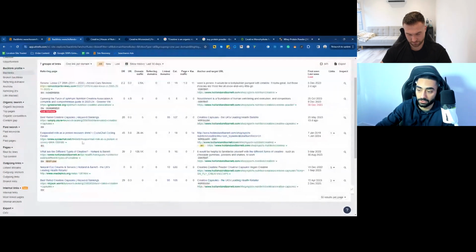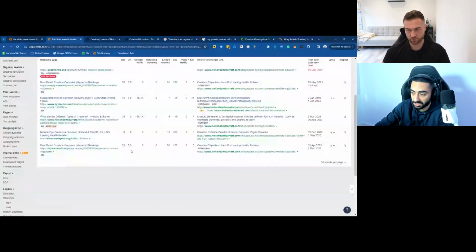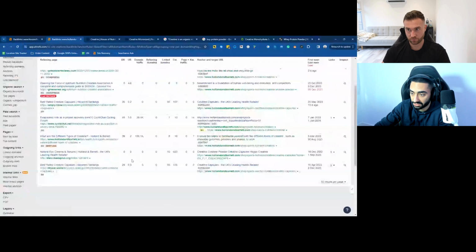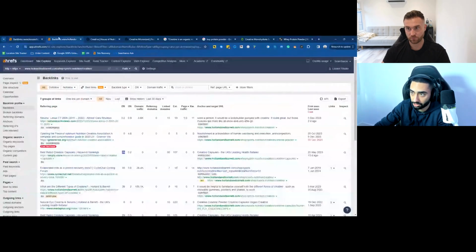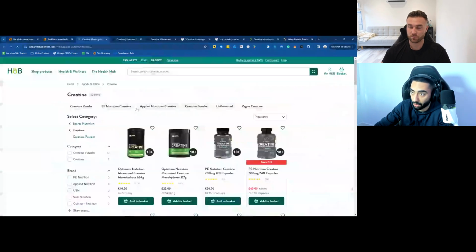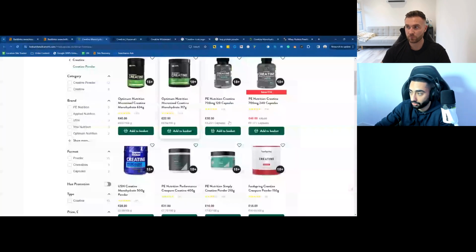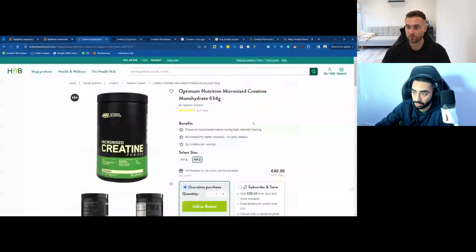Now, obviously, more links doesn't necessarily mean it's a good thing, but they do have a lot more high authoritative links pointing through to the website. They've got some DR29s, they've got some DR26s here. So there is a little bit more power being pushed to that page. And then, again, if we were to take a look at the Holland & Barrett website, they do have a good internal linking structure as well.